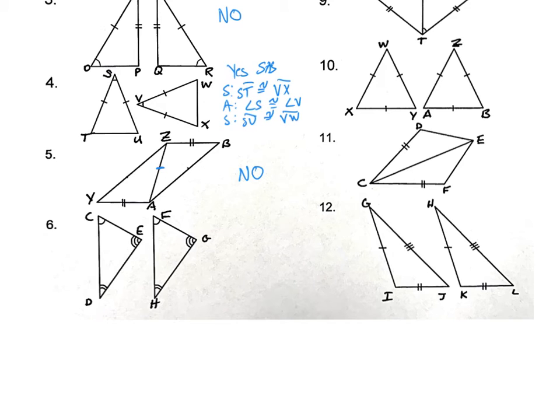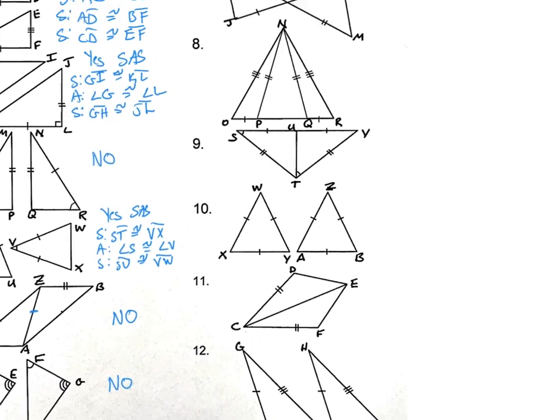Let's go to number 6. All 3 of those angles are congruent. However, those are angles. We need a side. We don't have any sides at all. We don't have a hypotenuse, leg. We don't have a side, side, angle, side. So no, I don't see anything that will allow us. Even though those are 3 angles, it's not enough. That's not one of our theorems.